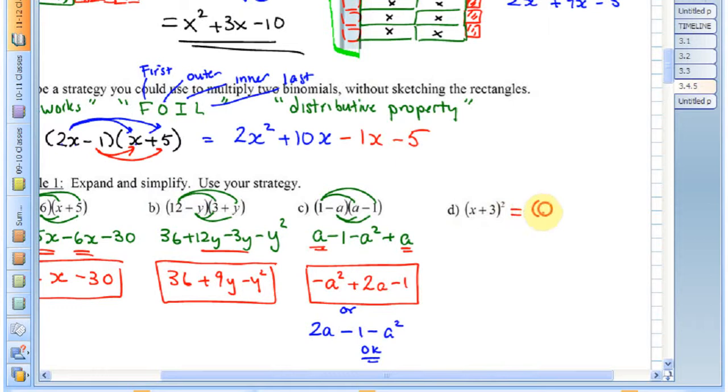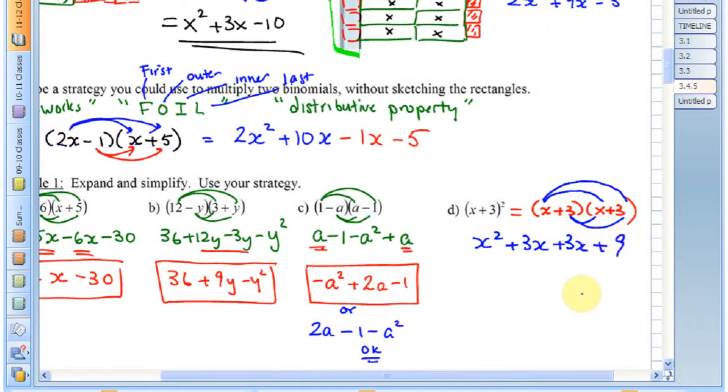Right. So really, you're saying multiply it by itself. Okay? Now, if I write it like this, now when people FOIL, they get it. Oh, yeah. Because what do you do now when you FOIL? x times x gives you x squared. Good. Let's keep going. x times 3 gives us 3x. Good. Keep going. 3 times x gives us 3x. Keep going. 3 times 3 gives you 9.